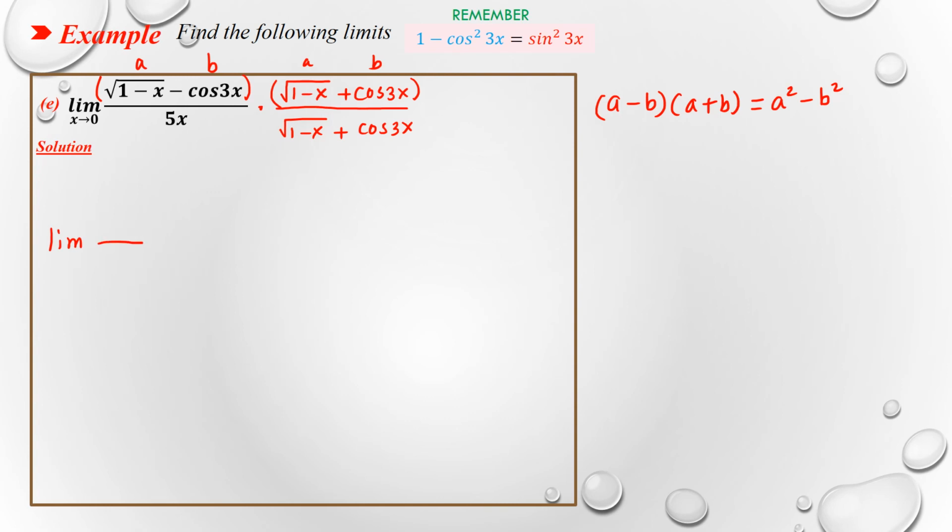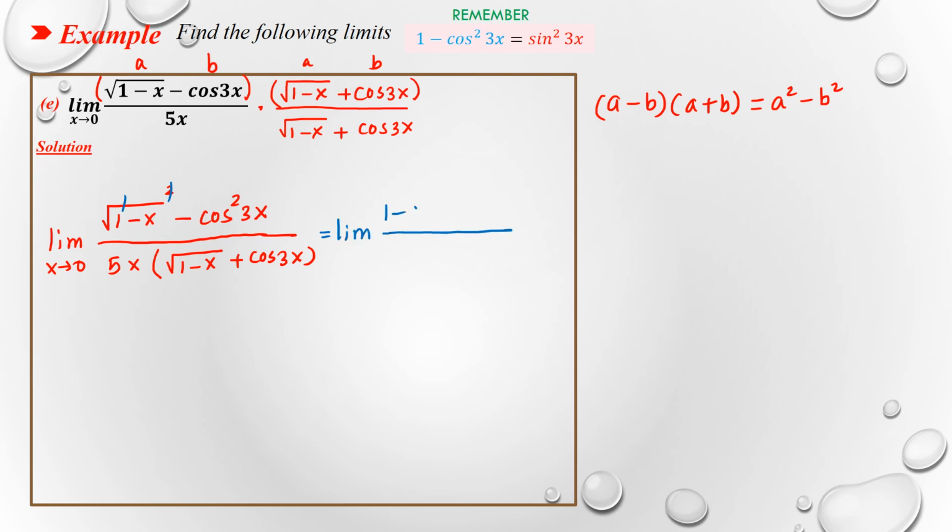So the numerator will be the first term squared minus the second term squared, divided by 5x multiplied by square root of 1 minus x plus cosine 3x when x goes to 0. By simplifying, we can cancel the power 2 with the radical, and you will get the limit of 1 minus x minus cosine squared 3x divided by 5x multiplied by square root of 1 minus x plus cosine 3x when x goes to 0. Now you have to group some terms. You can group 1 minus cosine squared 3x, and 1 minus cosine squared 3x equals sine squared 3x.